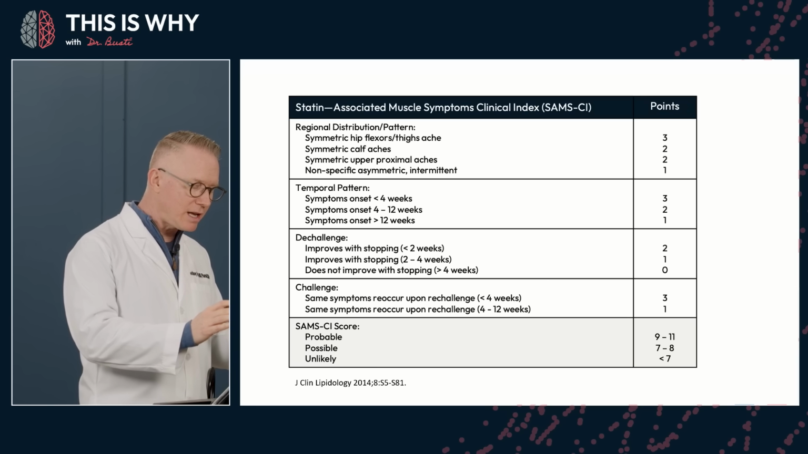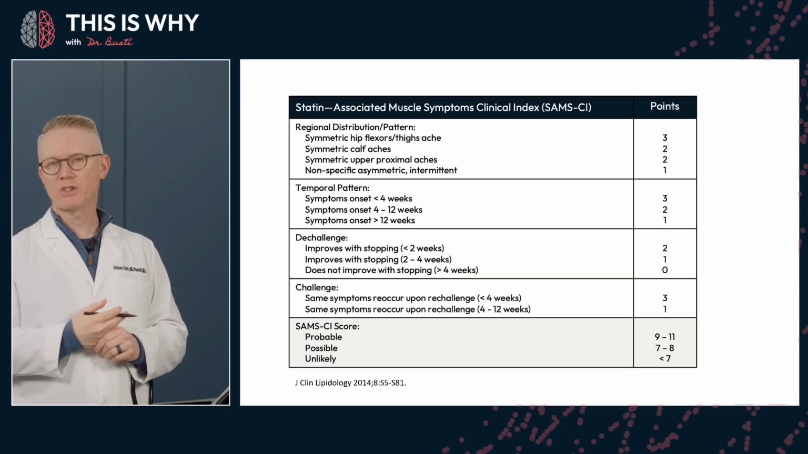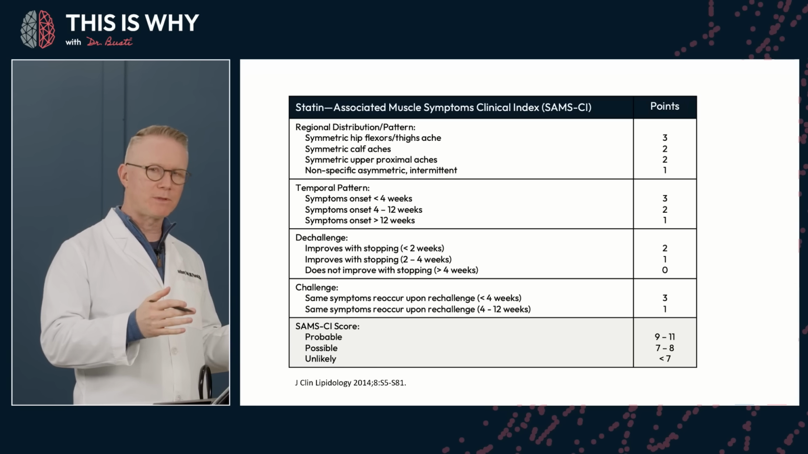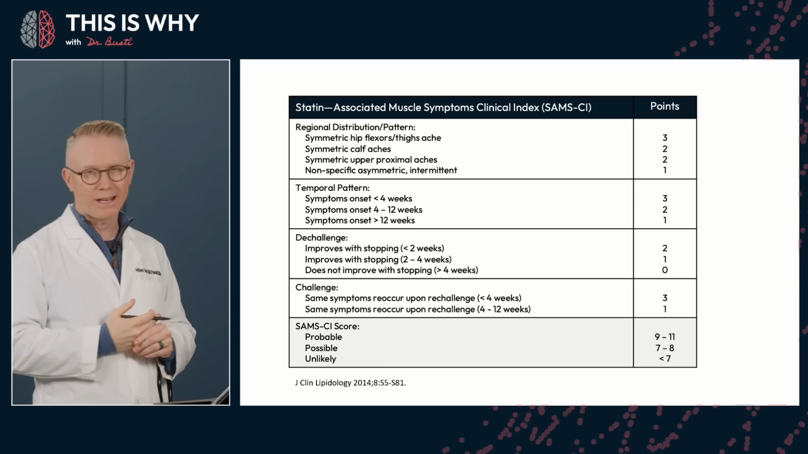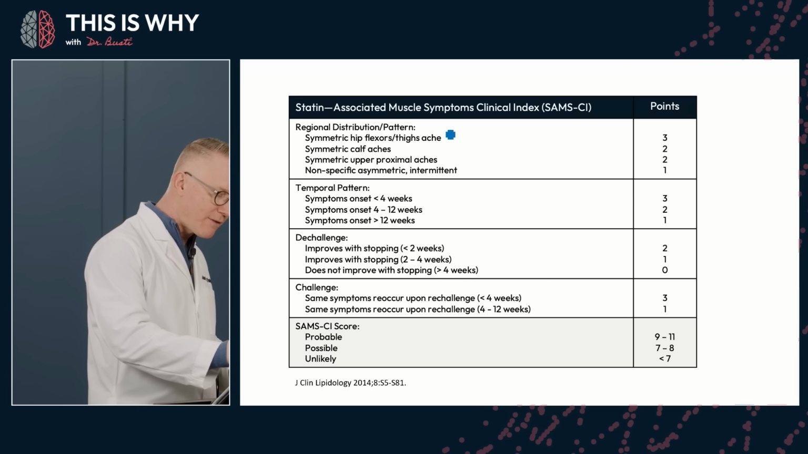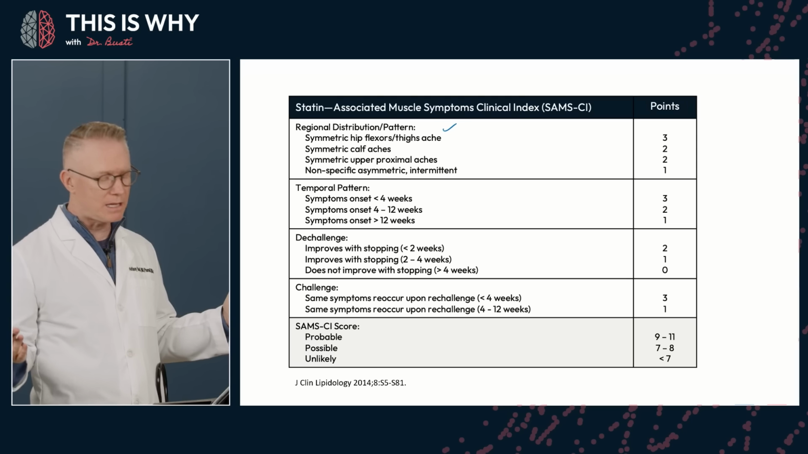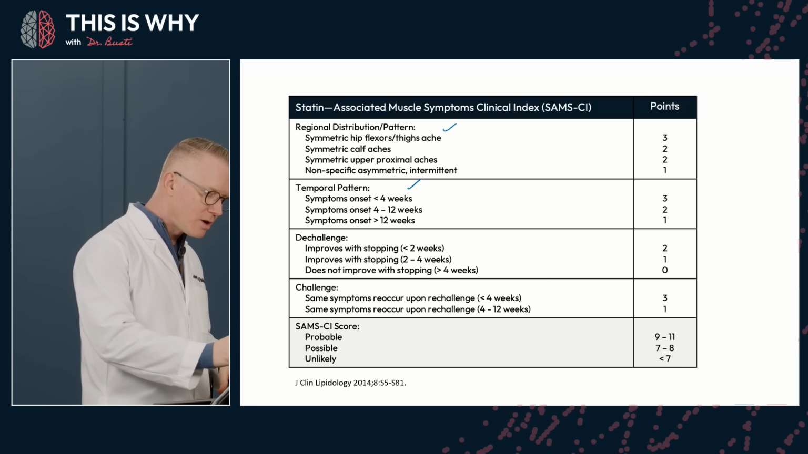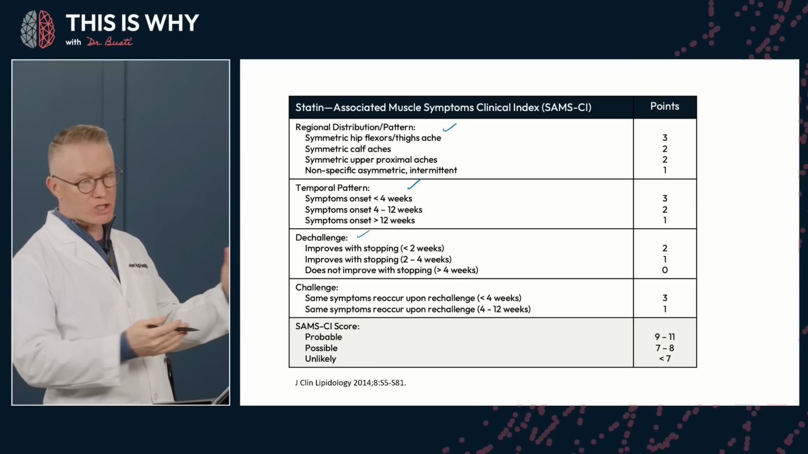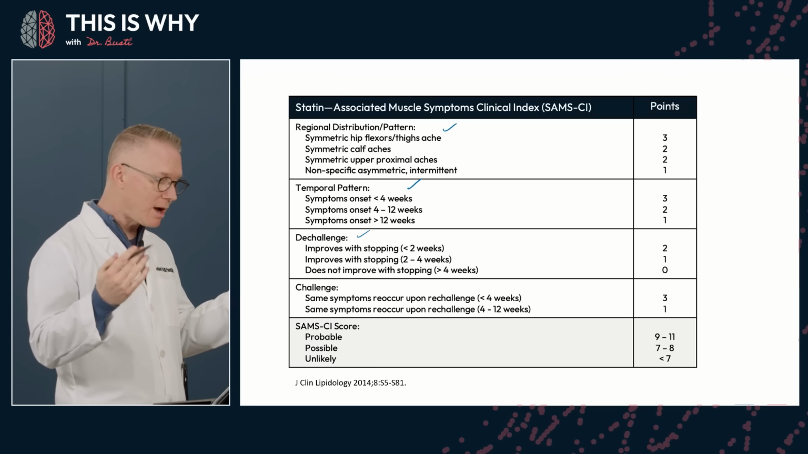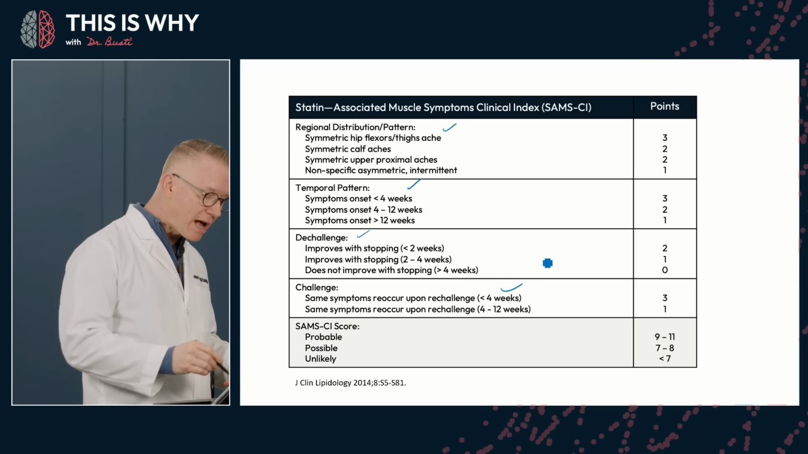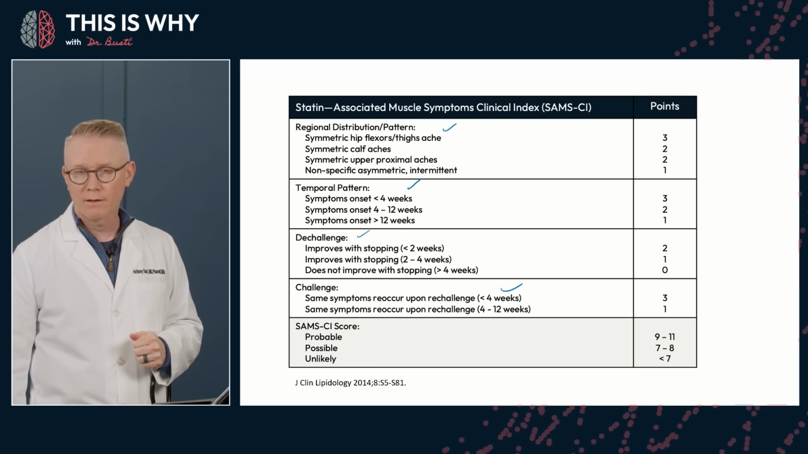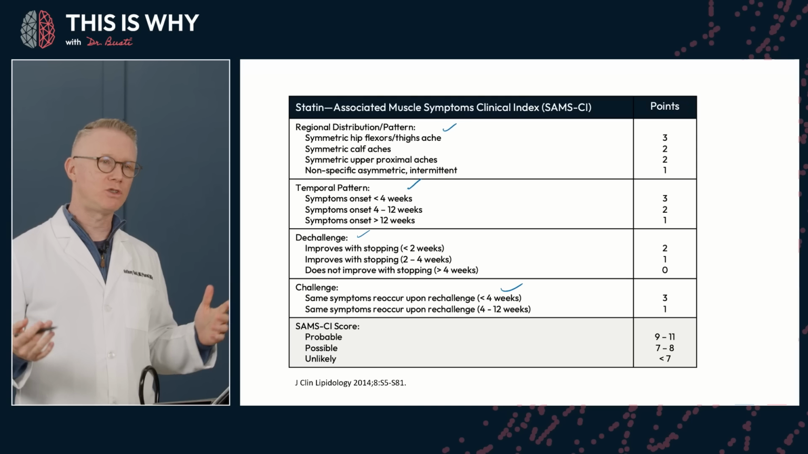This is the risk stratification tool of the likelihood that you're dealing with a statin-associated muscle symptom, right? And it's the SAMCI, or clinical index. And you can see here that you have different regional distributions of where the pain is, how long it's been going on, symptom onset from the initiation of treatment, were they de-challenged, i.e., did they stop the medicine, did it go away, or did it come back or get worse, right? Did you re-challenge them and see if it came back? It's a complicated risk stratification tool, I'm not going to lie. It takes a lot of time to do it and do it correctly.